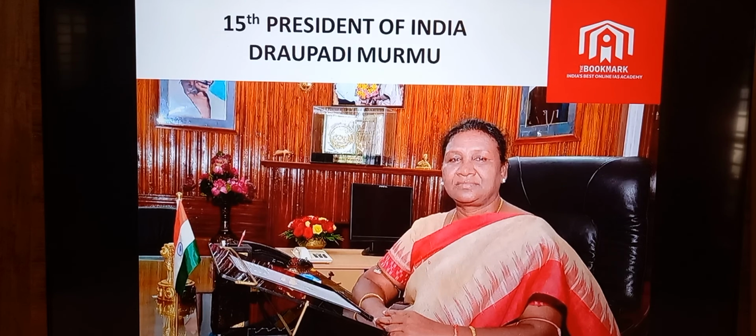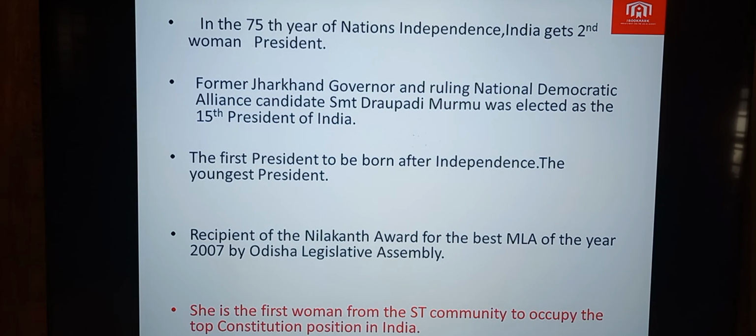Now we come to the 15th President of India, Draupadi Murmu. In the 75th year of the nation's independence, India gets its second woman president. The former Jharkhand governor and ruling National Democratic Alliance candidate Srimati Draupadi Murmu was elected as the 15th President of India, the first president to be born after independence, and she is the youngest president. She is the recipient of the Nilakanth Award for the Best MLA of the Year 2007 by the Odisha Legislative Assembly, and she is the first woman from the ST community to occupy the top constitutional position in India.